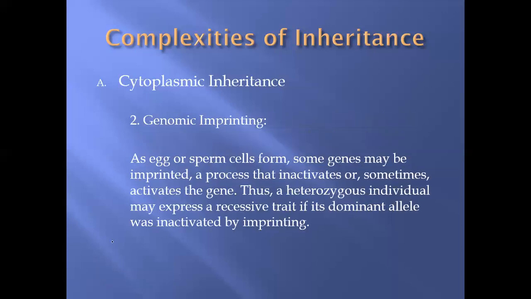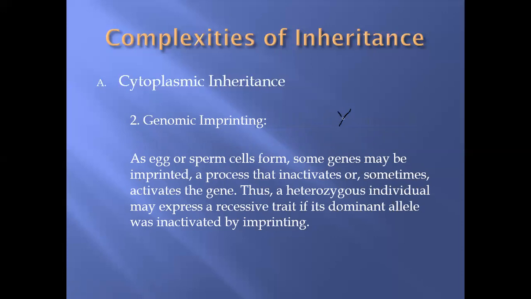Another thing that happens in the cytoplasm is genomic imprinting. Sometimes there's a process that can inactivate or activate a gene. So if you're a heterozygous individual, you may express a recessive trait if its dominant allele was inactivated. So let me just draw this out to explain to you.